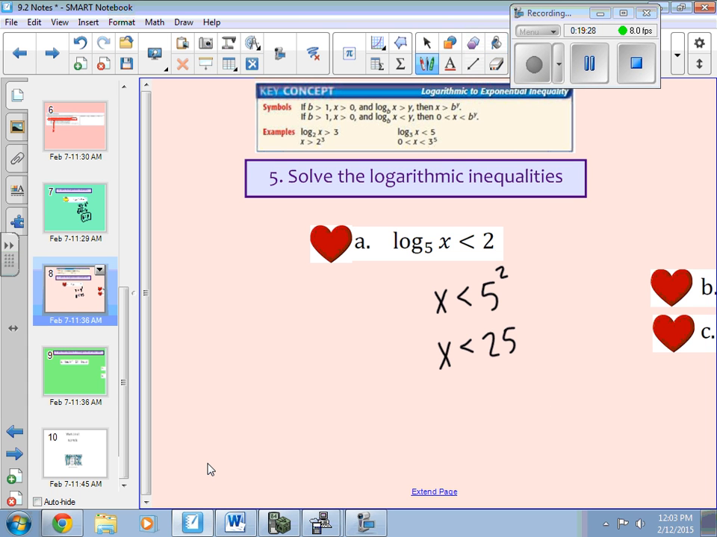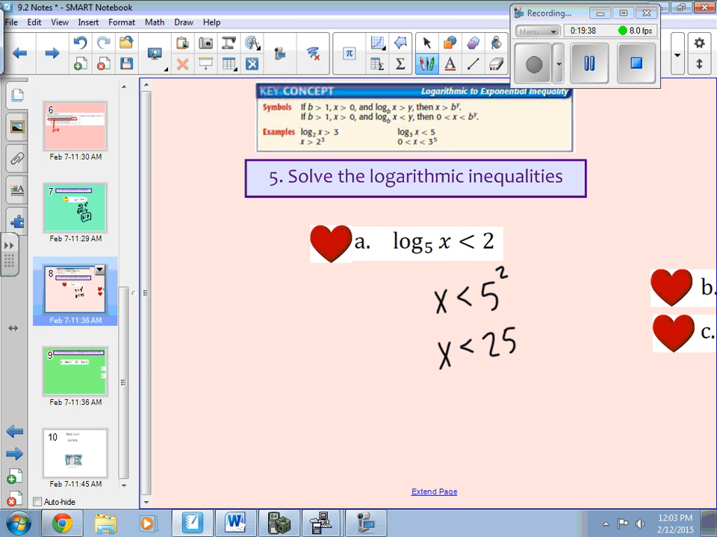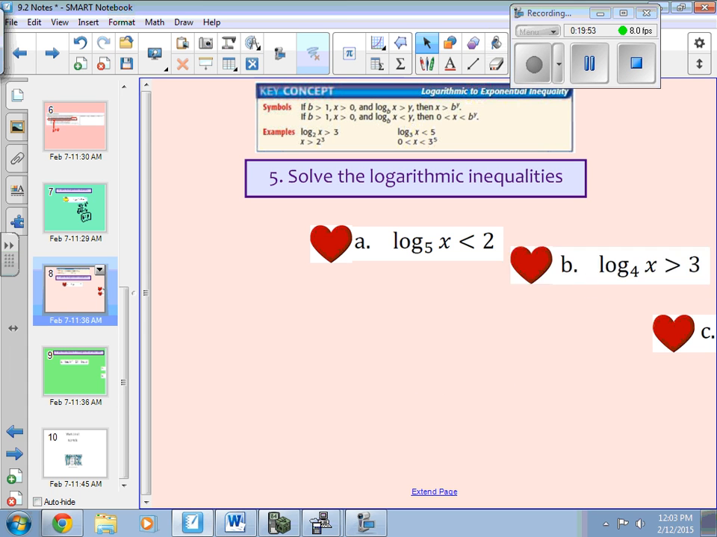You got to remember the domain of this again is that x has to be positive, which means it has to be greater than 0. So what we need to add on to our answer is that, yeah, it needs to be less than 25, but it also needs to be greater than 0 so that you don't get log of negatives or log of 0.